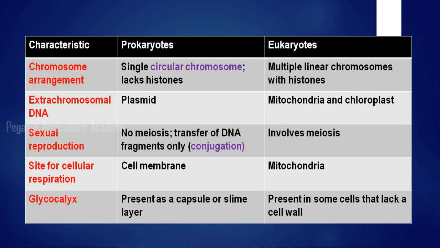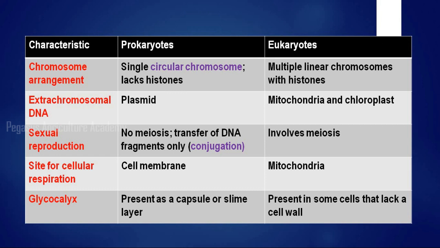Sexual reproduction in case of prokaryotes is through three different types, where the genetic material is transferred. No meiosis happens in prokaryotes. The transfer of DNA happens through three processes: one is transformation, second one is conjugation, and the third one is transduction. So remember this, in sexual reproduction, the DNA material movement happens through these three different types: transformation, conjugation, and transduction.